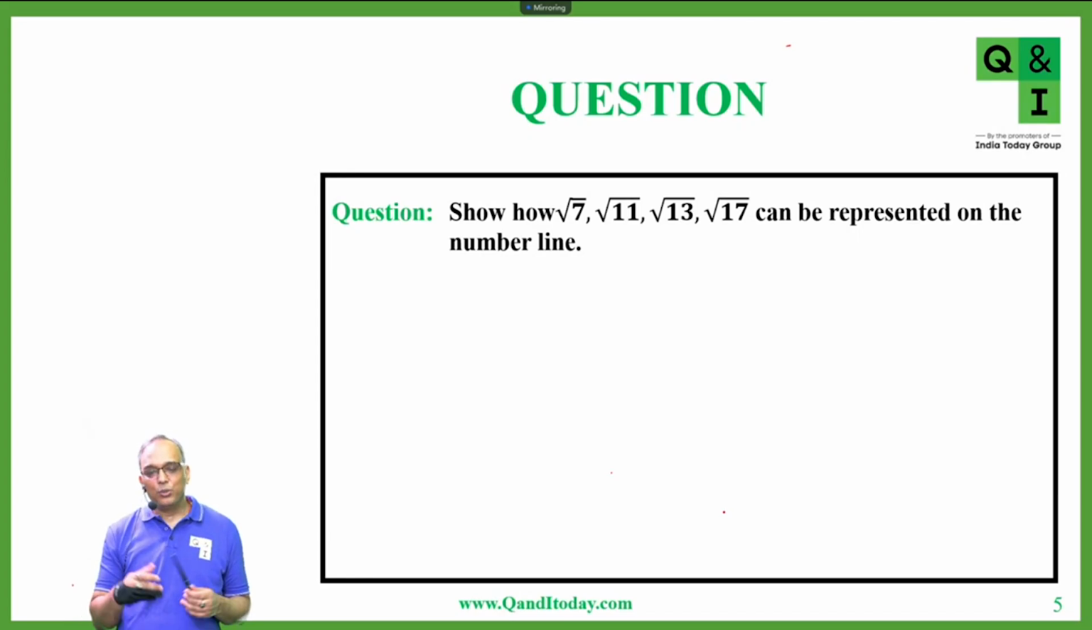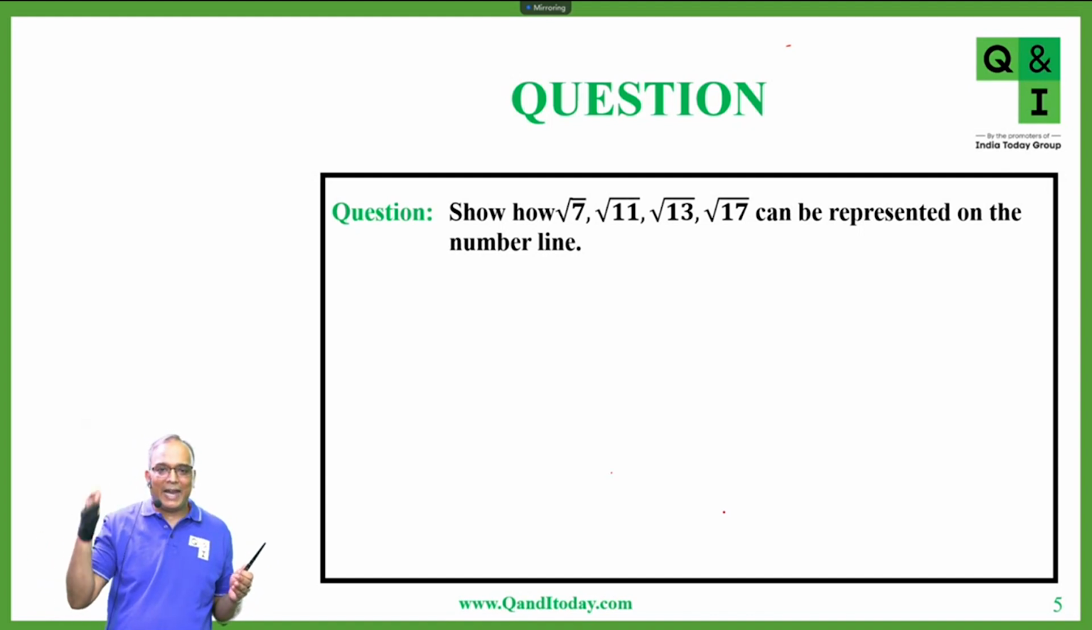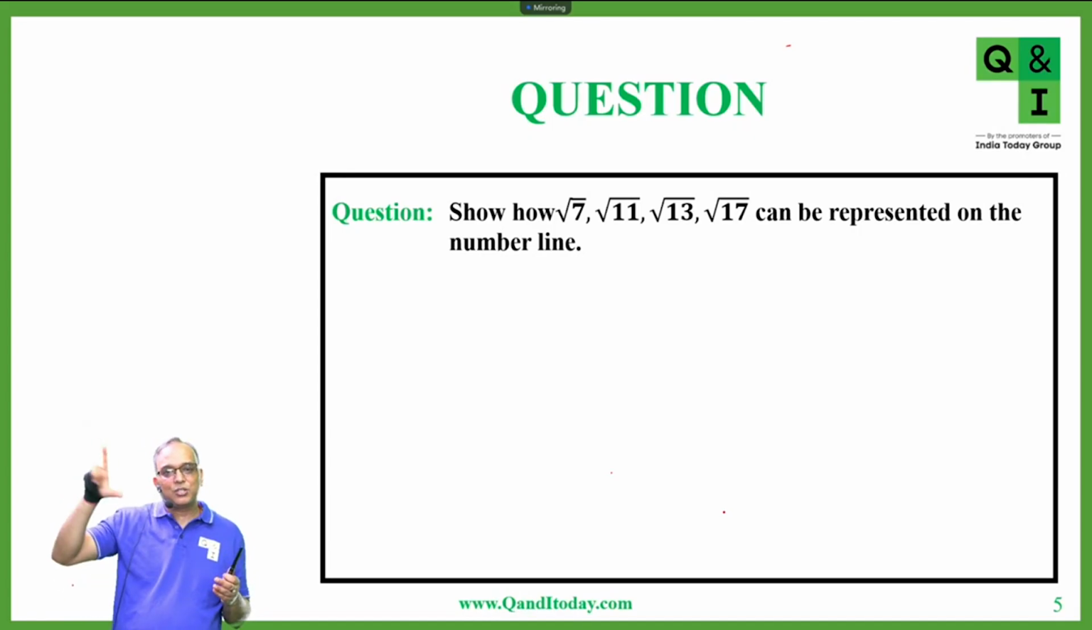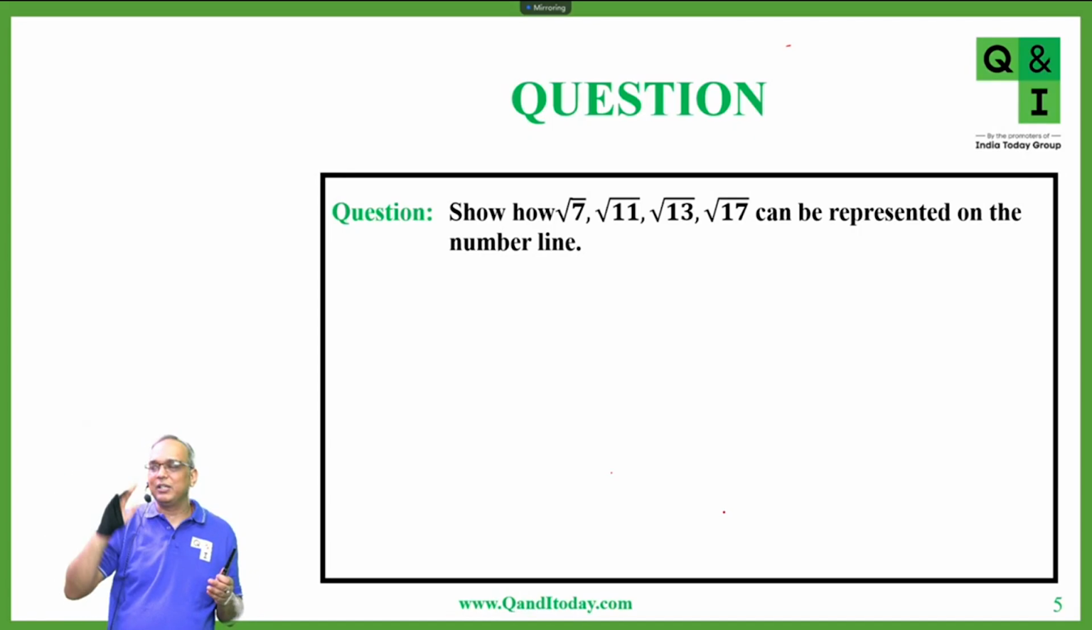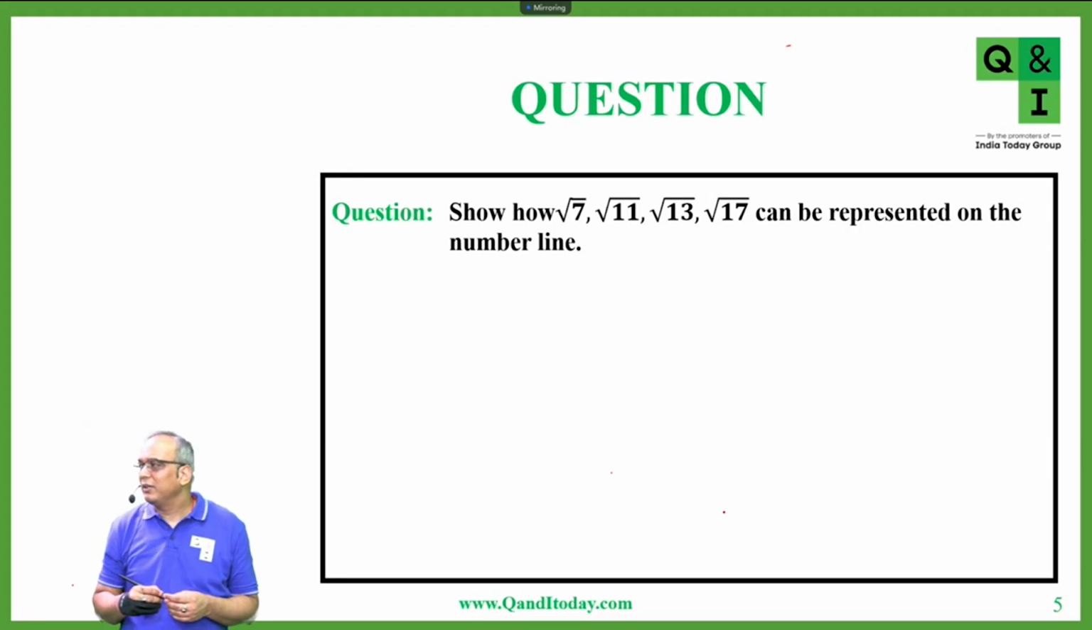So what we'll do is we take the bigger number on the horizontal part, that is on the number line. So we'll take 3 units on the number line, and then at 3 we'll make a perpendicular and take 2 units on the vertical side. So we will have 3 square plus 2 square. The hypotenuse will be equal to root 13.